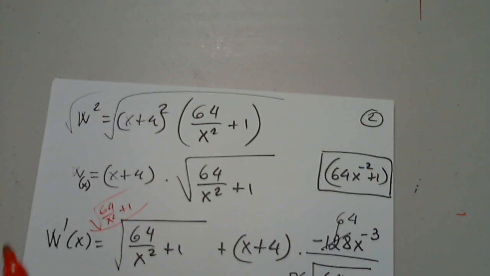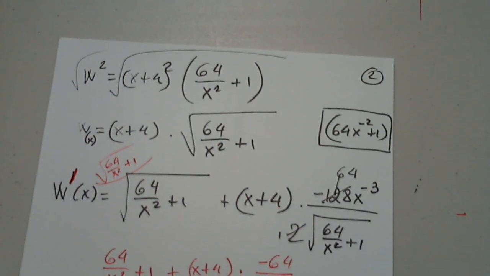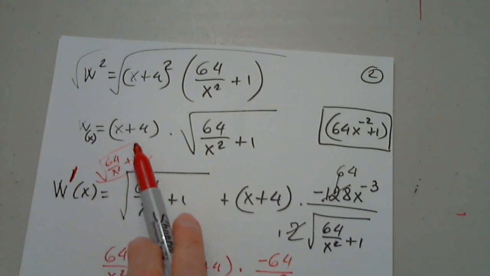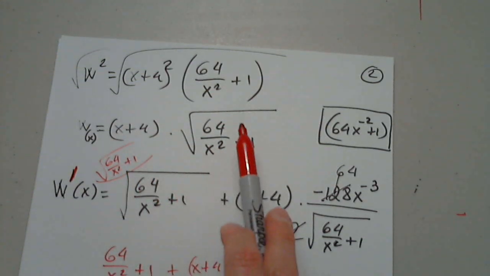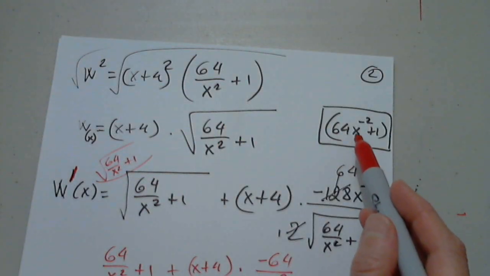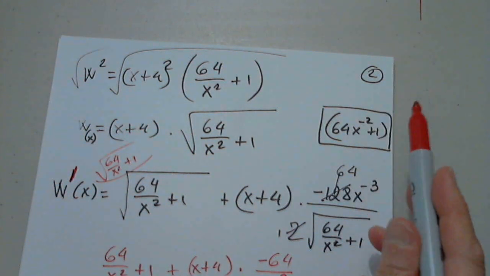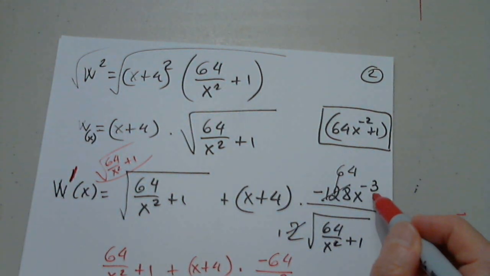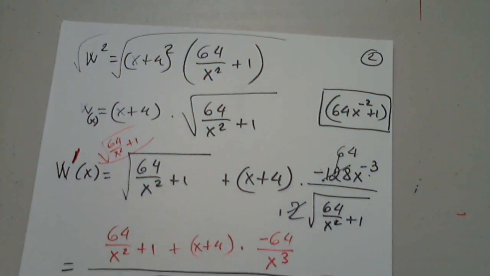Then I took the square root, and I got this times this. Now I'm ready to differentiate w prime. The first function prime is 1 times the second one, plus the first times the second one prime, which is 1 over 2 the square root, times the inner function prime, negative 128 times x to negative 2 minus 1. I simplified the 2, and I got negative 64x to negative 3 here.